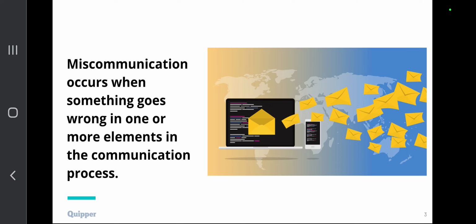Here's a general concept that I would like you to ponder. Miscommunication occurs when something goes wrong in one or more elements in the communication process. Take note that in every process, there needs to be a step-by-step procedure that we must adhere to. Similarly, the standards need to be met and maintained as much as possible most of the time. Now, if not, then miscommunication will definitely occur.